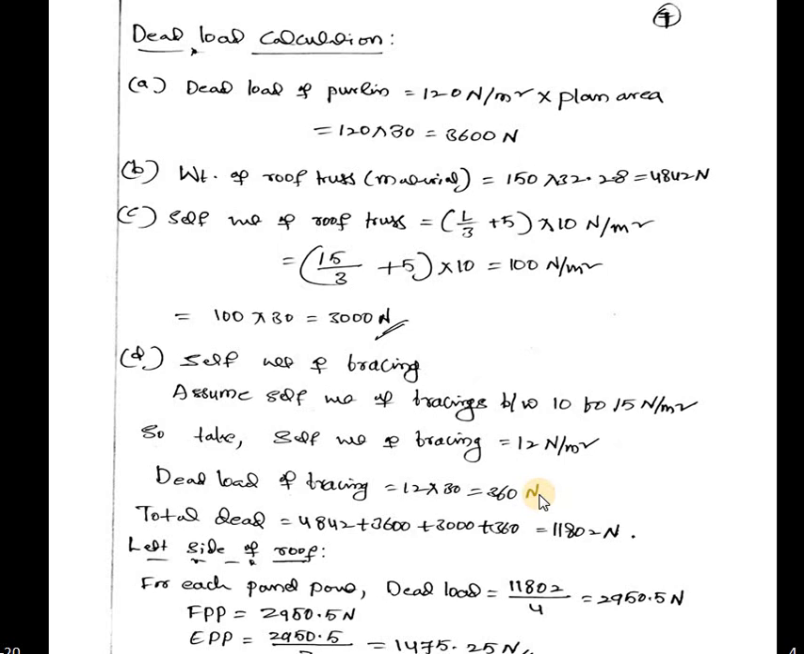360 newtons. Okay. Now therefore, total dead load is equal to dead load of purlin plus weight of roof truss plus self weight of roof truss plus self weight of bracing. That means 4842 plus 3600 plus 3000 plus 360, the final value is 11802 newtons. This is the total load acting on the slope.